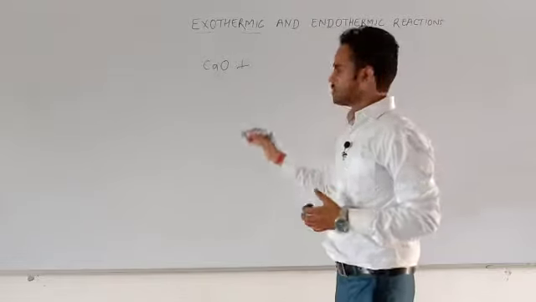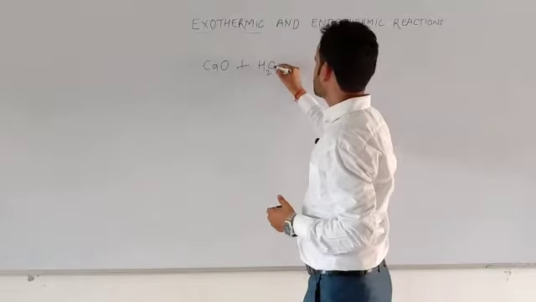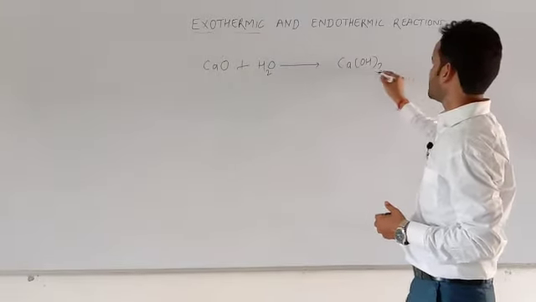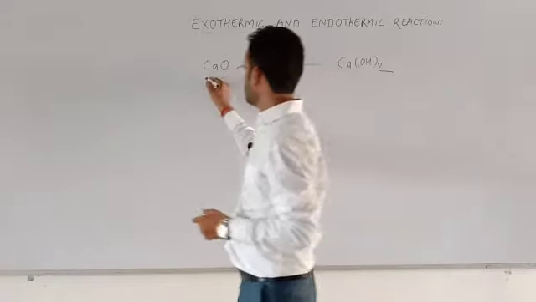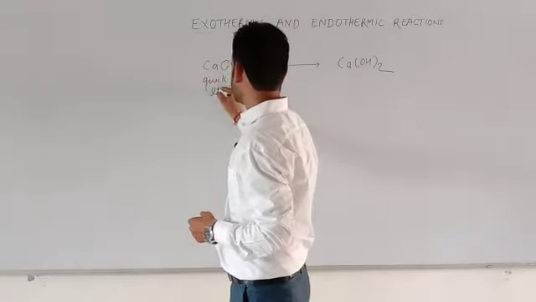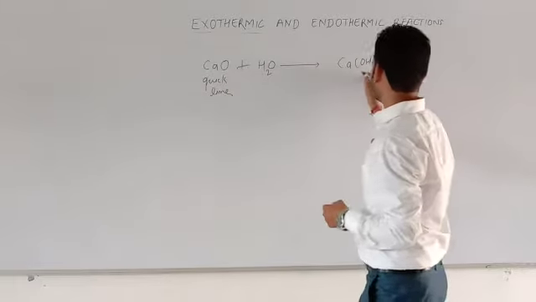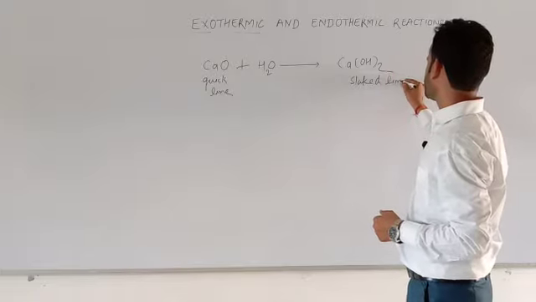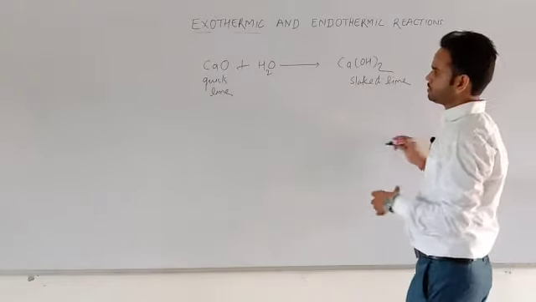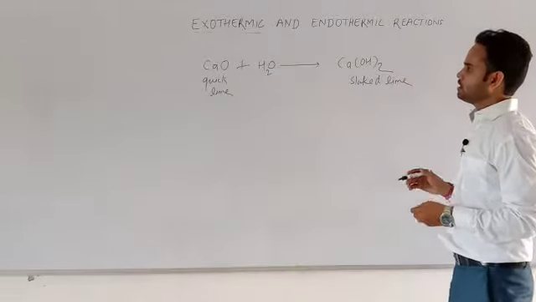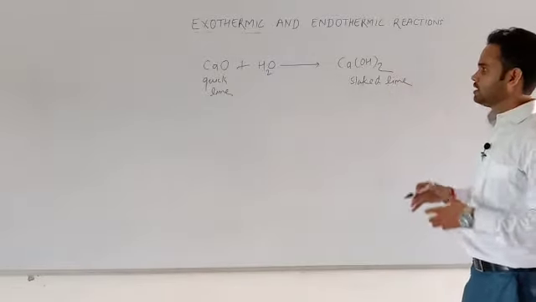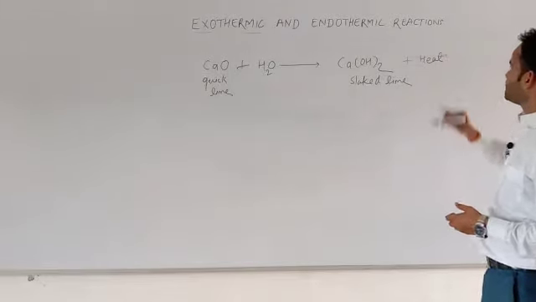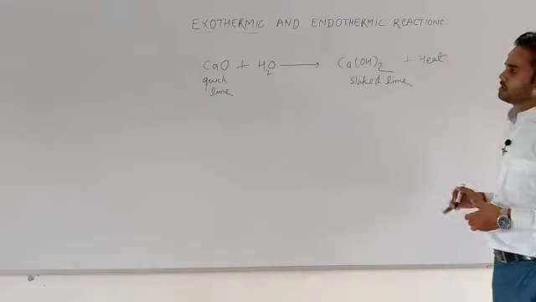If I talk about an example, CaO, that is quicklime, if it is placed in water, H2O, it reacts with water and forms Ca(OH)2, calcium hydroxide. This is quicklime, calcium oxide, and this is calcium hydroxide, whose general name is slaked lime. Because it is a combination reaction, along with the formation of the product calcium hydroxide, heat is evolved. So you can write heat over here as well, to show that it is an exothermic reaction.